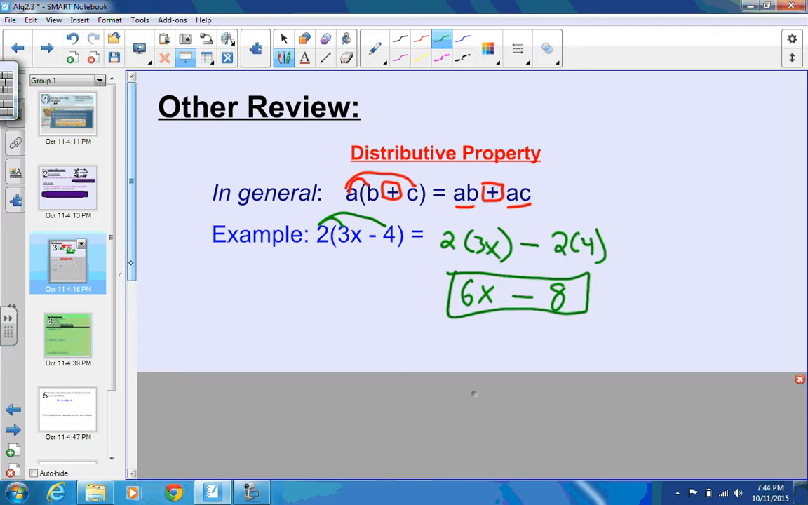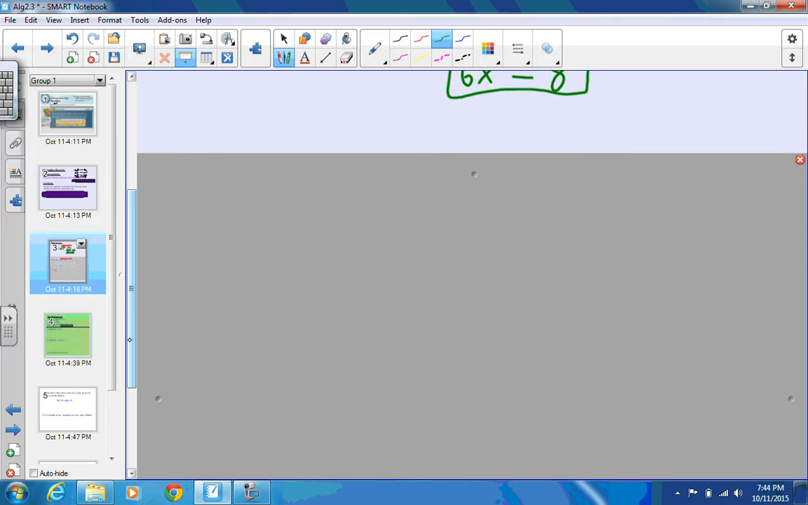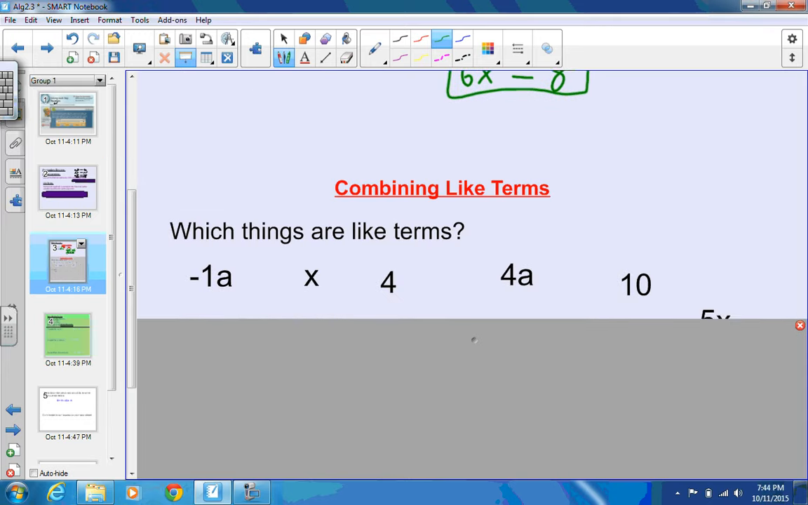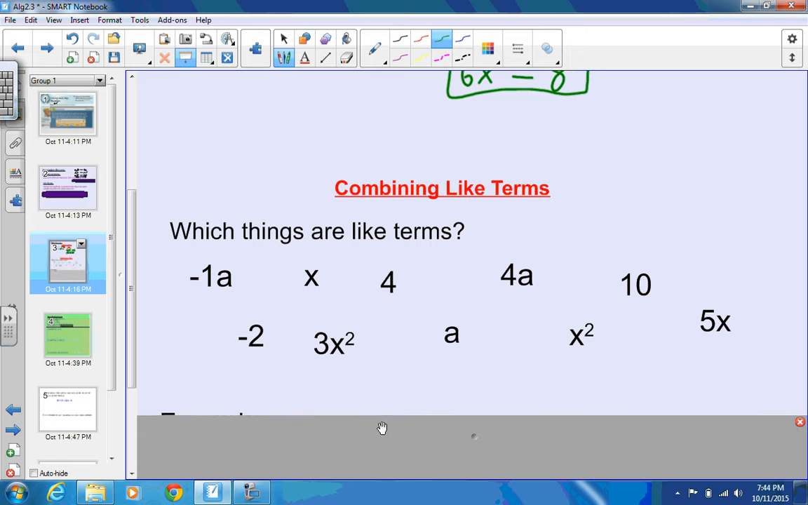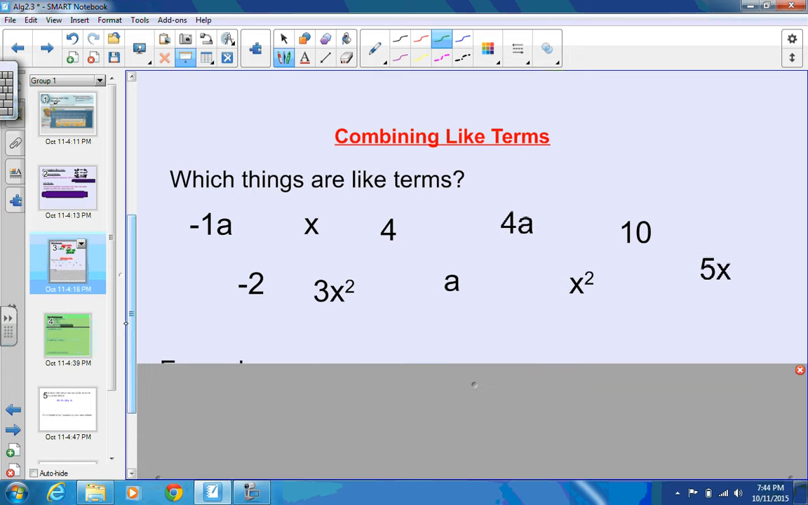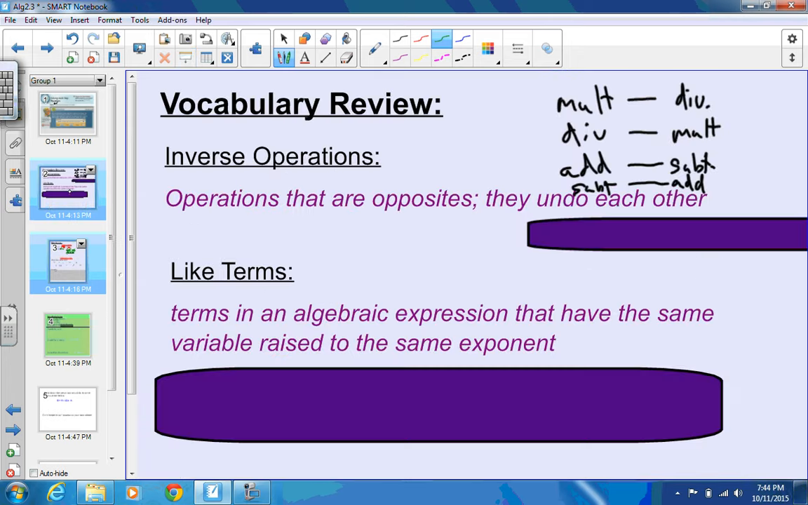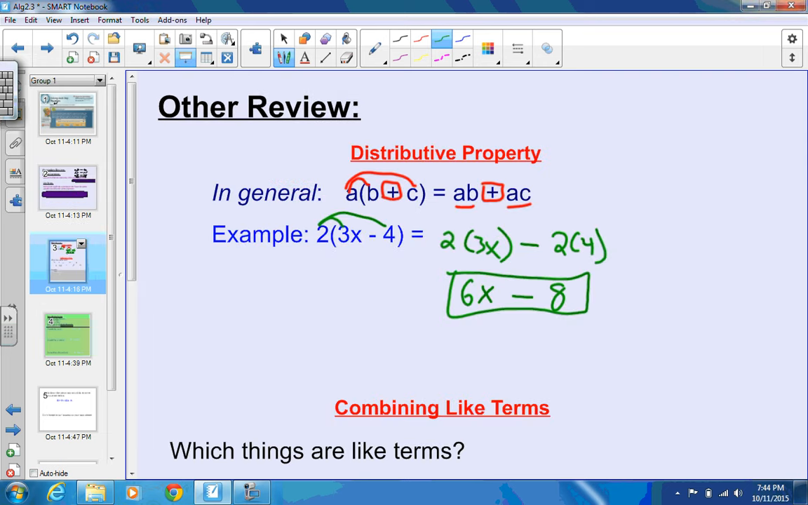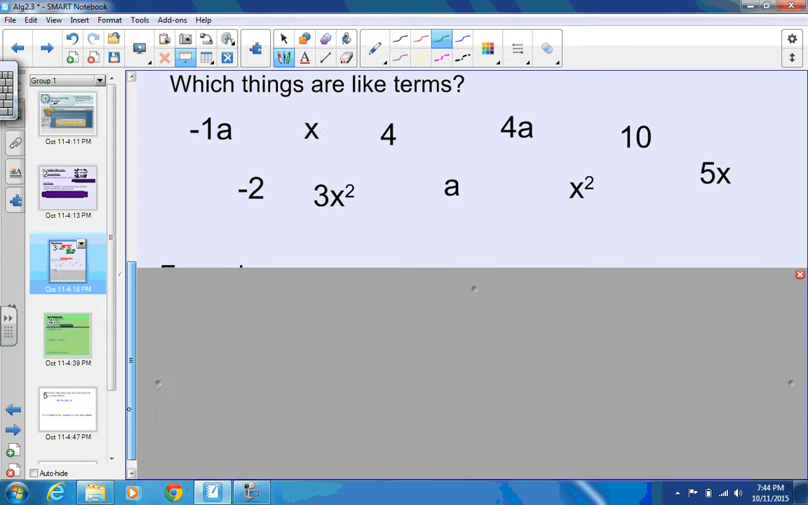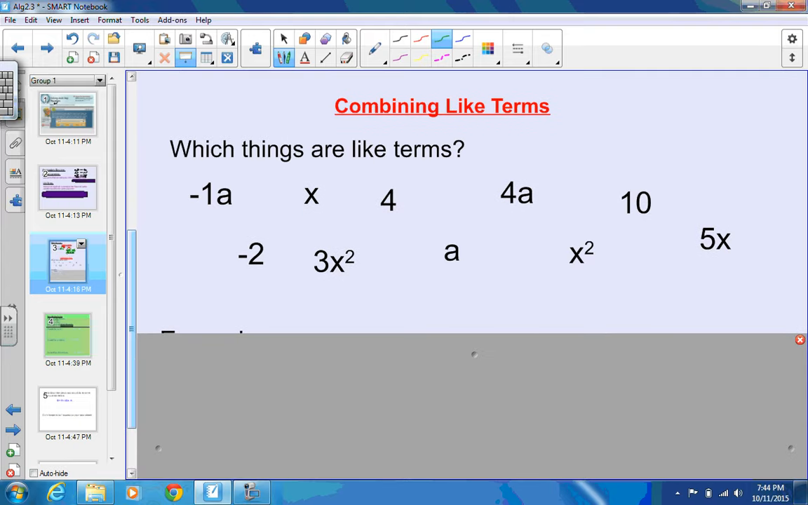Now let's do a little recap of combining like terms. So what can we combine? The first question I have is, which ones of these are like terms? Well, we said like terms have to have the same variable, and if they have an exponent, the same exponent. So for these, let's look for some things with the same variable. I'm going to put boxes around anything with an a here, because we have negative 1a. I got just a right here, so that would be 1a.